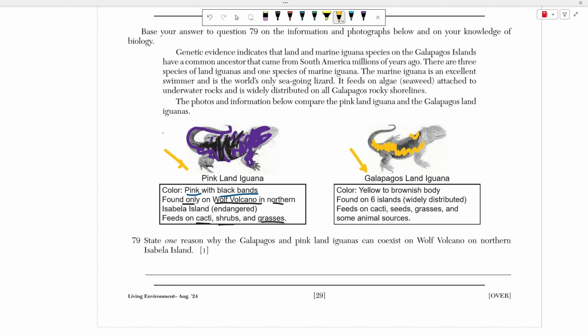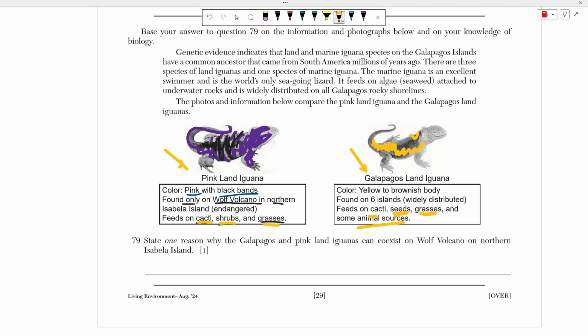AKA they have different niches, and a niche is a role. So they're telling us that these two species of iguana can coexist already. They already get along. Why? Well, number one, they don't eat the same food, right? This one feeds on cacti, shrubs, and grasses, while this one feeds on cacti, seeds, grasses, and animal sources.